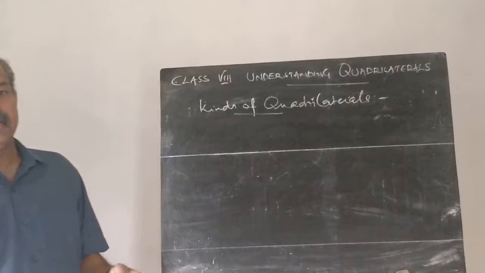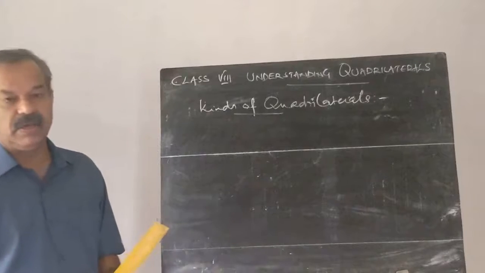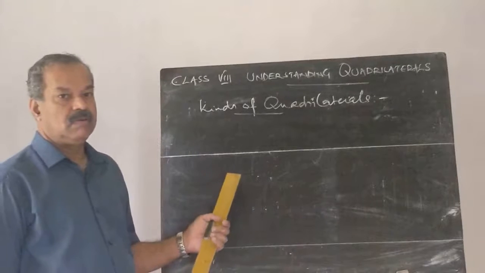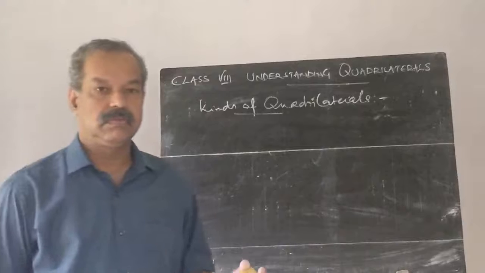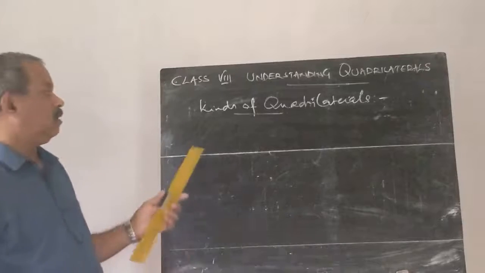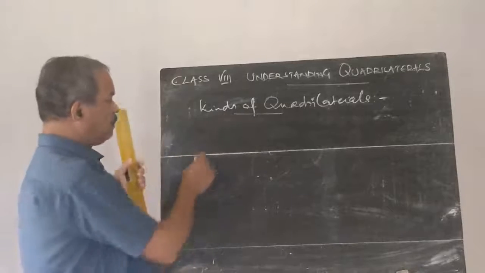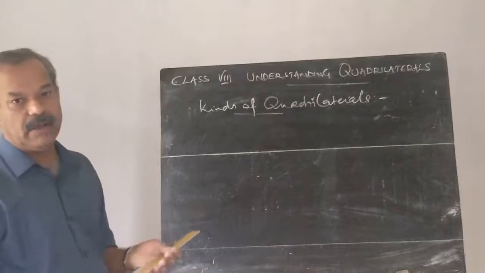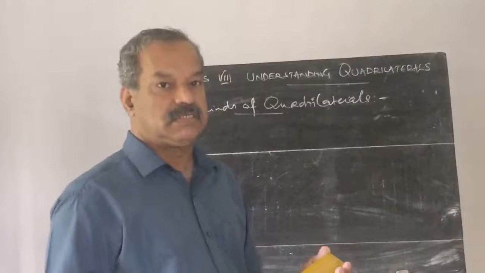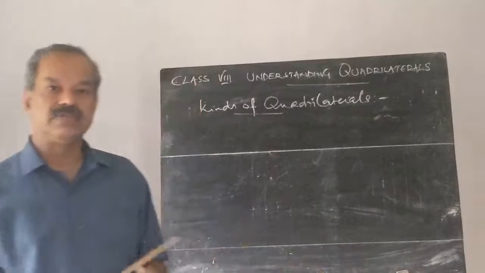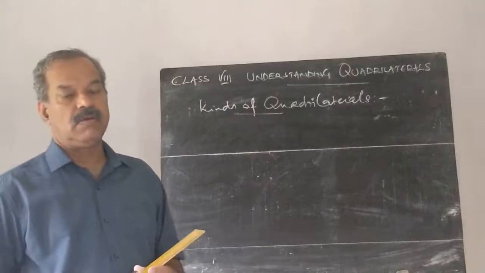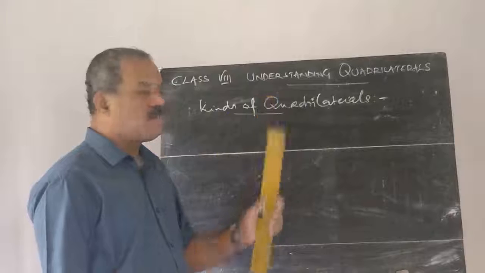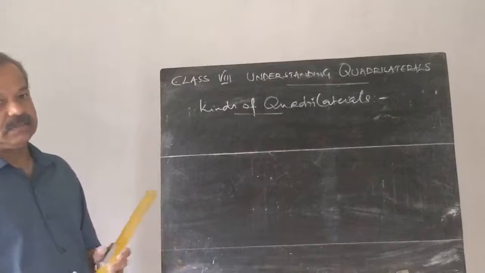Dear children, in the last class we have seen certain kinds of quadrilaterals. What are they? They are trapezium, kite and parallelogram. And also we have seen different properties, elements of parallelogram as well as properties of a parallelogram. Now we study some more kinds of quadrilaterals.